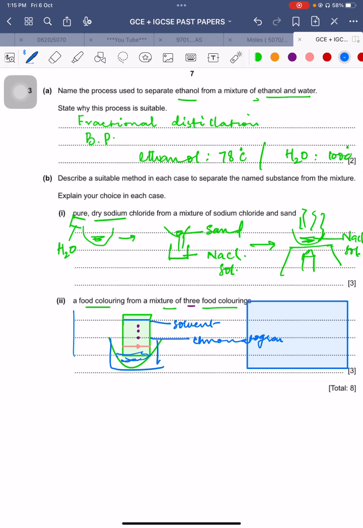Then you have to write the complete detail. A spot of the food coloring is placed on the start line, and the paper is immersed in the solvent, water. With the passage of time, water will travel up, and the three food colorings will be separated, as all three have traveled different distances, so these three are separated on the paper chromatogram. Rf values should not be mentioned here because they are not asking you to check the purity of the substances. So in this way we can separate the three food colorings by using paper chromatography.